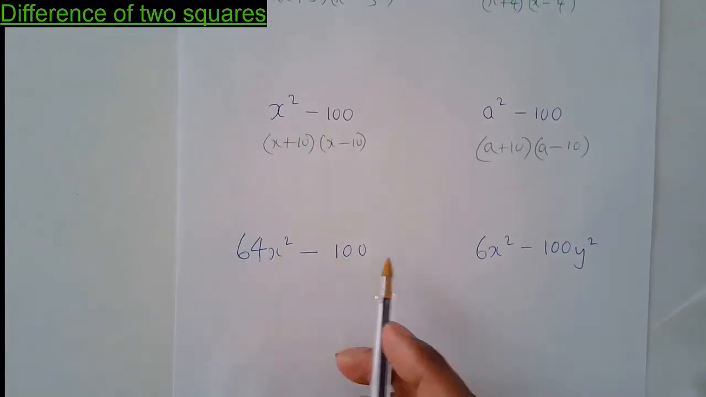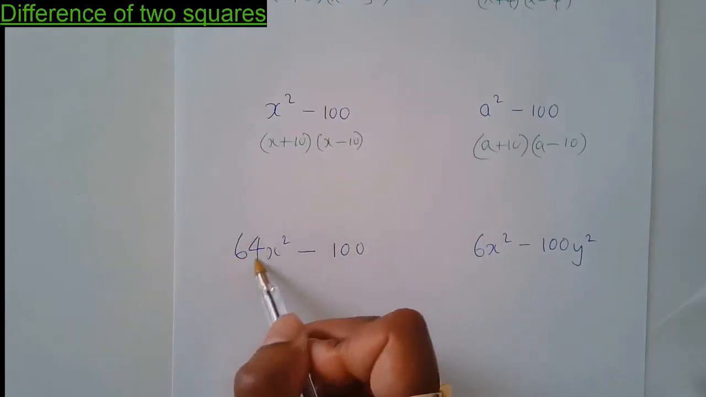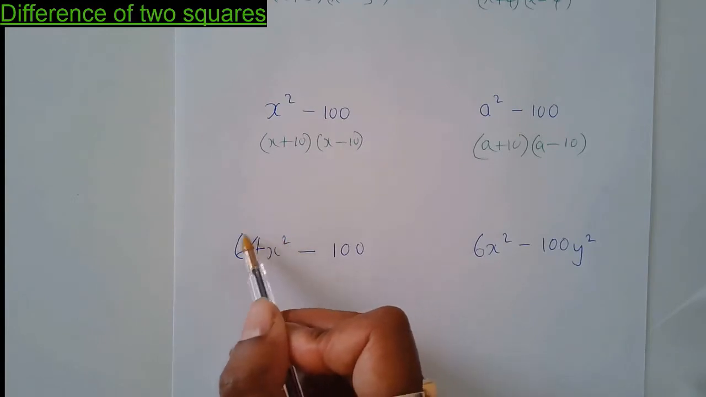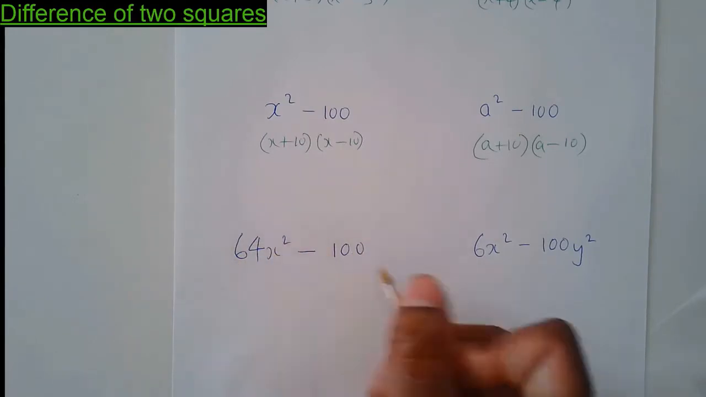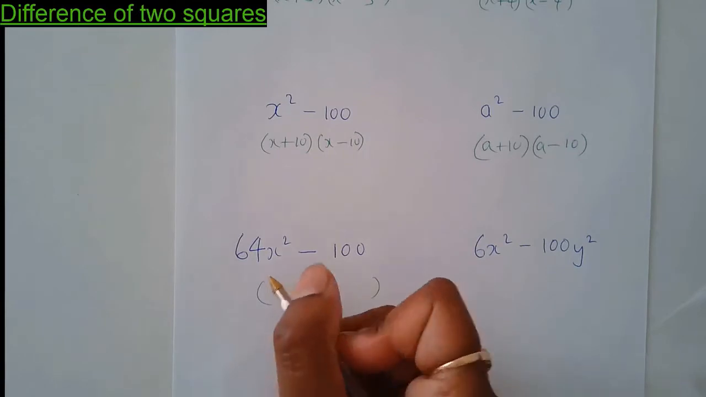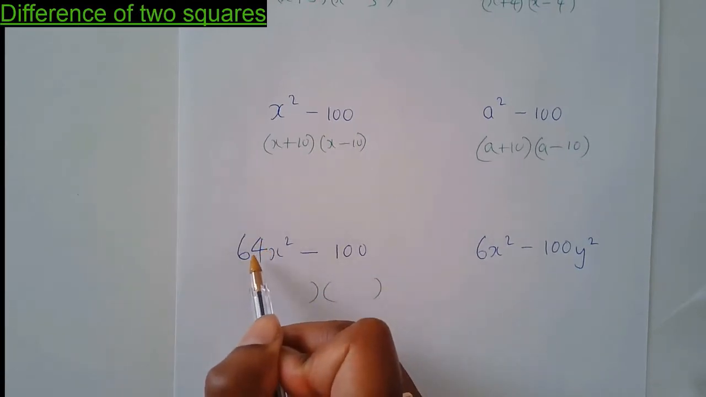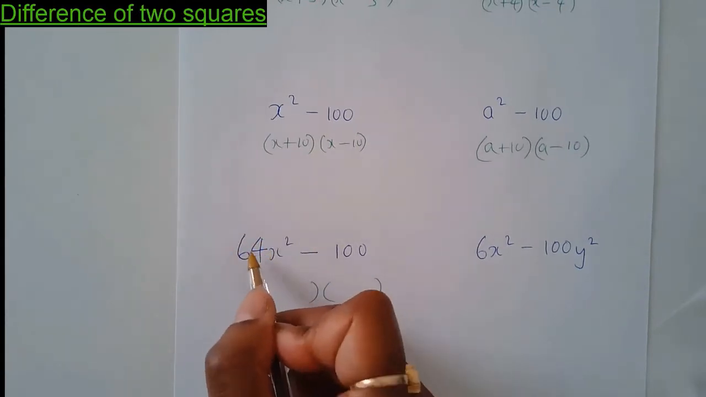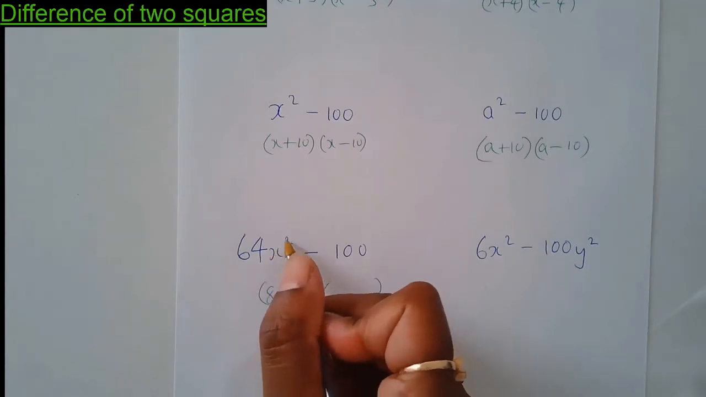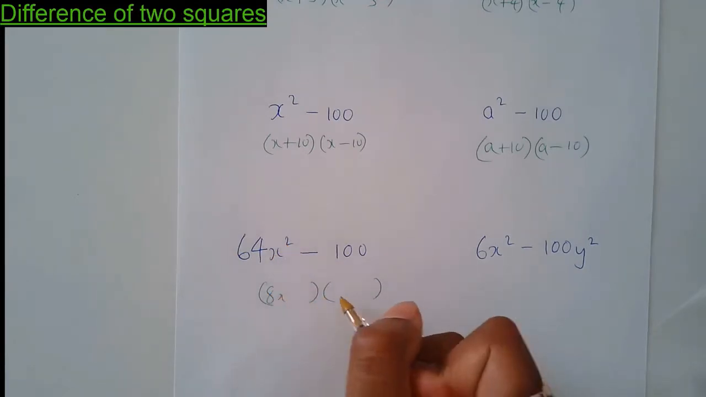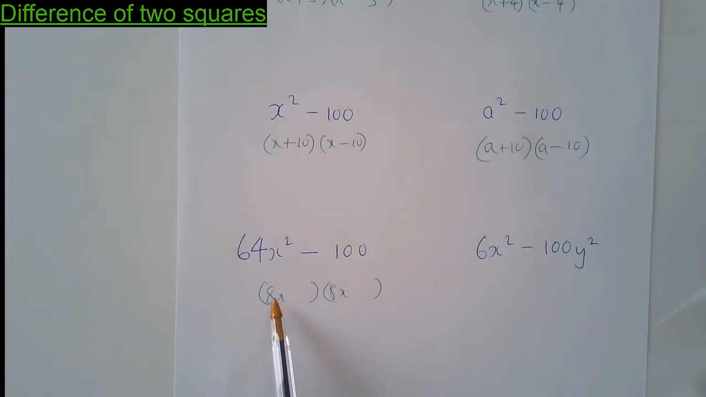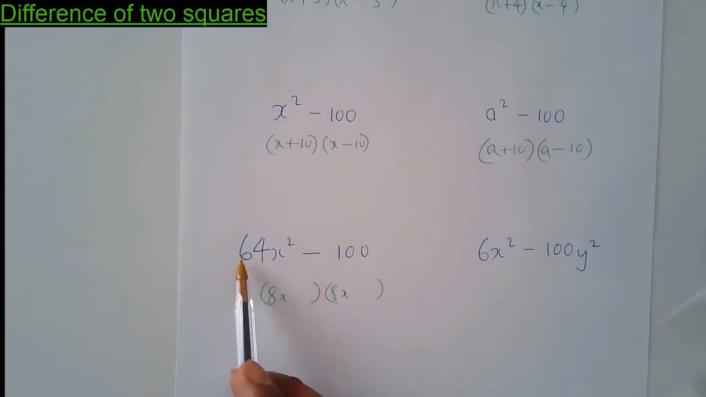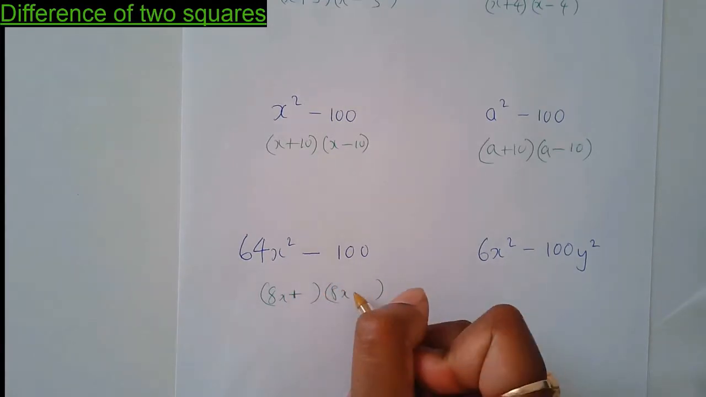Right, slightly more challenging. Now you can see it's a square number, square, square, right? So it's going to be difference between two squares. Square root of all of this, square root of 64 is 8. Square root of x squared is just x. That's what you're going to have, look. 8x times 8x is 64x squared. Don't forget the plus and minus.